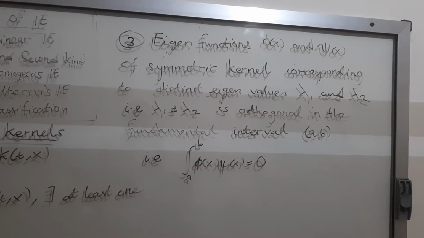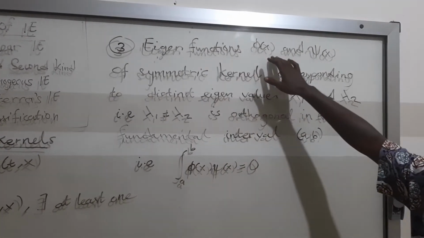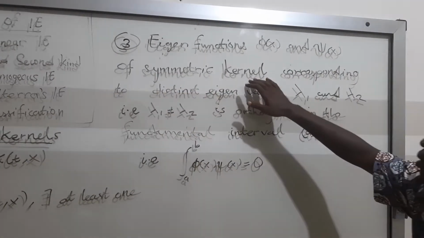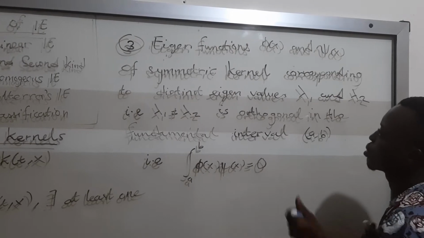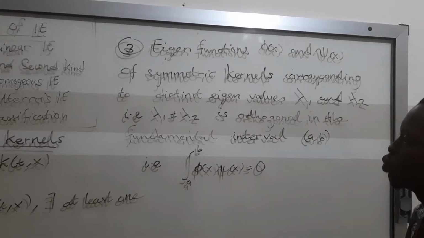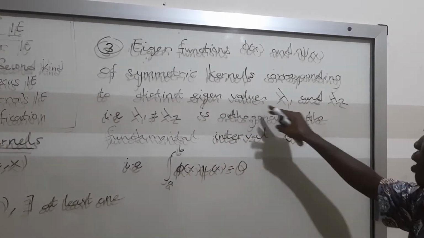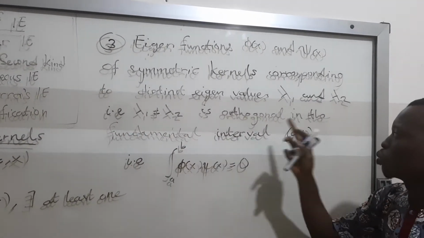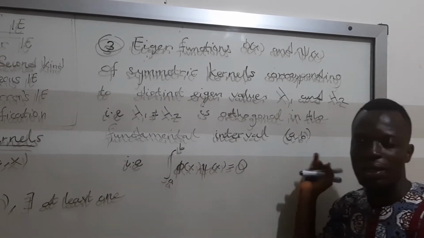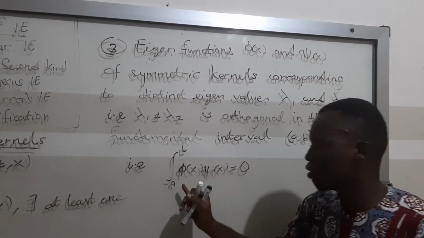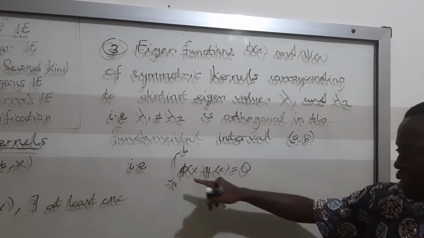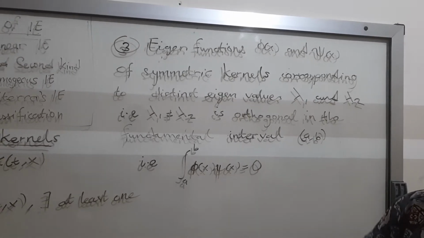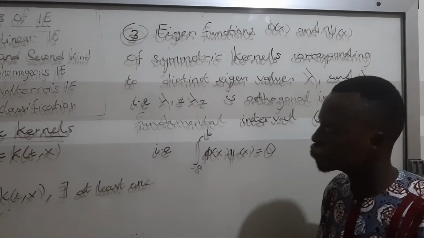In the third one, we're going to say that eigenfunctions phi of s and psi of s of symmetric kernels corresponding to distinct eigenvalues lambda 1 and lambda 2, that is, lambda 1 is not equal to lambda 2, are orthogonal in the fundamental interval a, b. That is, the integral from a to b of phi of s and psi of s is equal to 0. That means phi of s and psi of s will be what? Orthogonal functions.